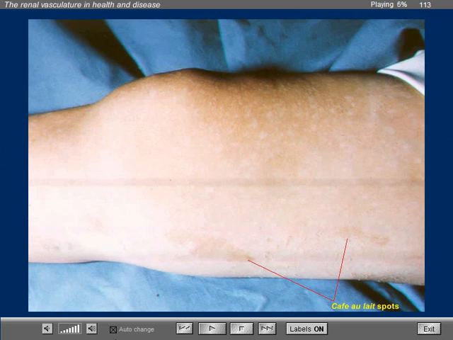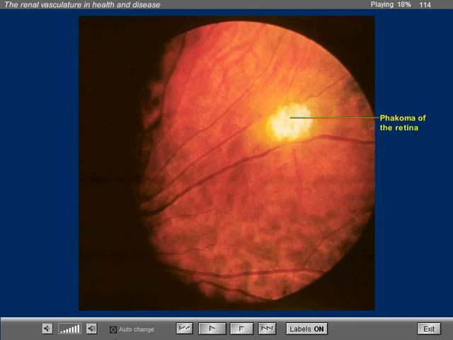These are café au lait spots in the thigh of one of our patients. Clinically, this patient had all the stigmata of tuberous sclerosis, and the urologist thought that the patient had polycystic disease of the kidney, when actually the patient had bilateral renal angiomyolipomas, and on clinical examination there were angiofibromas of the face, café au lait spots, subungual fibromas, as well as phacomas of the retina. This is a yellow plaque on fundoscopic examination, which represents a phacoma of the retina.